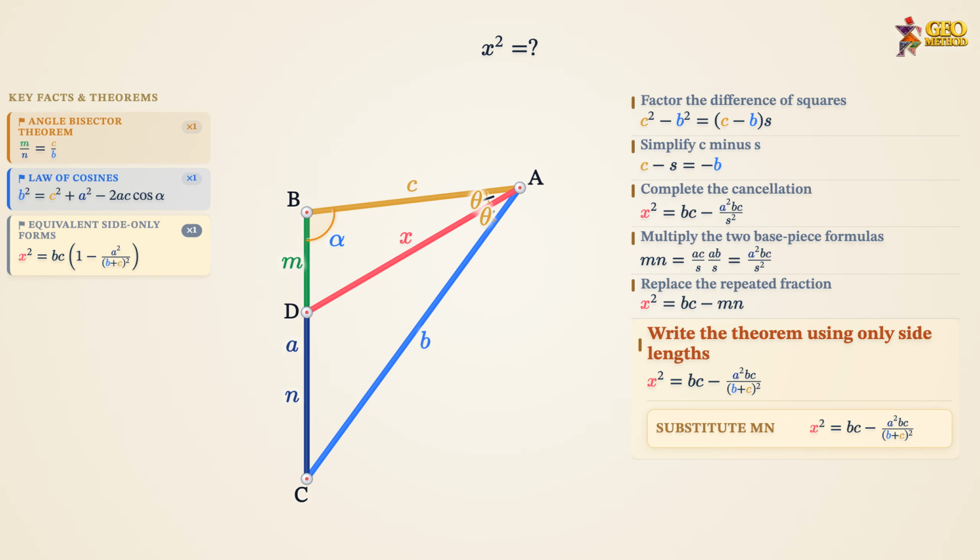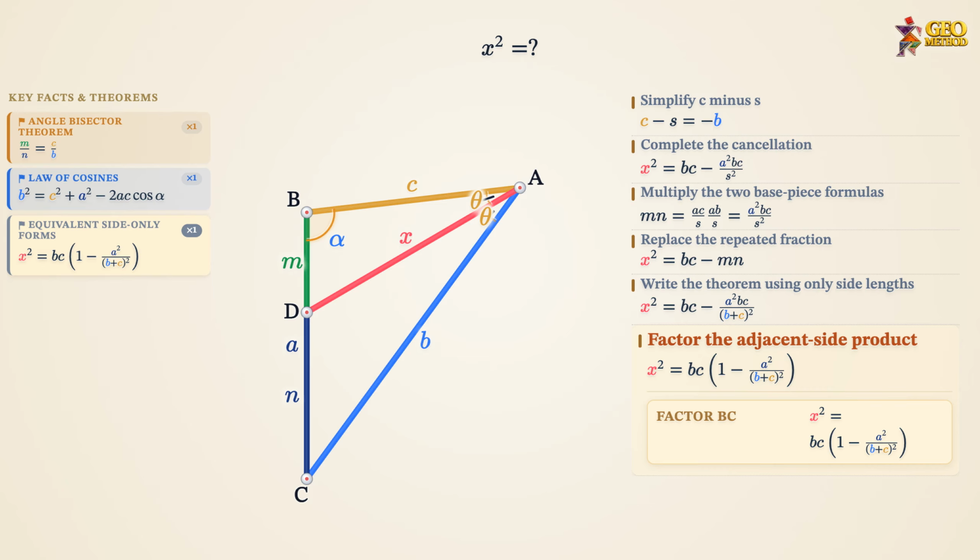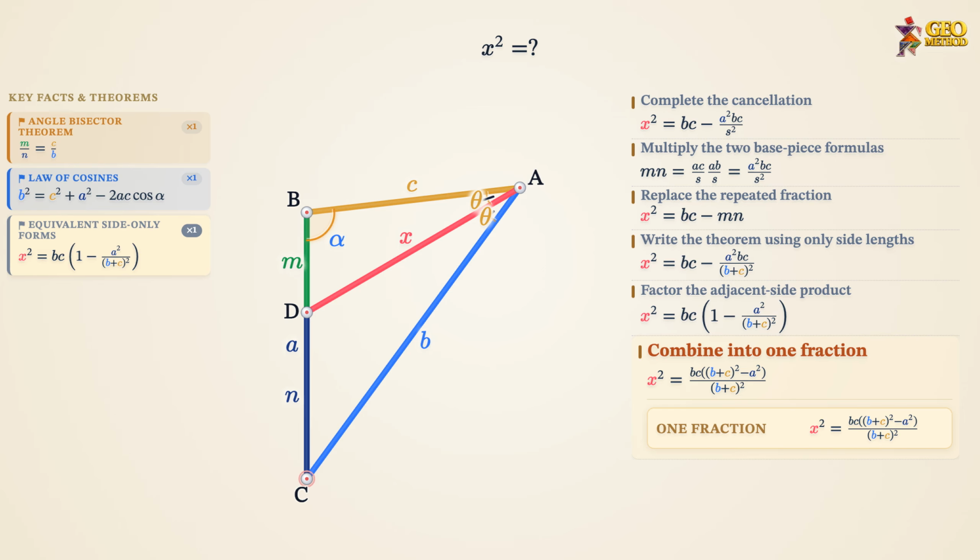If only the three side lengths are known, substitute the product m times n. This gives x squared equals b times c minus a squared b times c over the square of b plus c. Factor b times c. Equivalently, x squared equals b times c times 1 minus a squared over the square of b plus c. Combining the two terms gives one fraction. x squared equals b times c times the square of b plus c minus a squared, all over the square of b plus c.